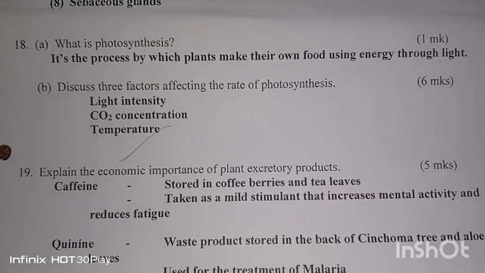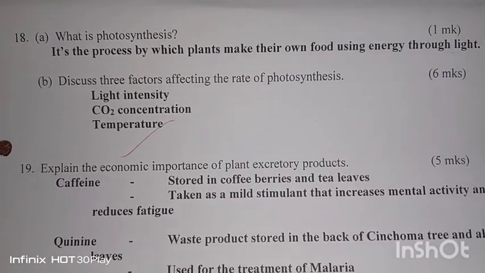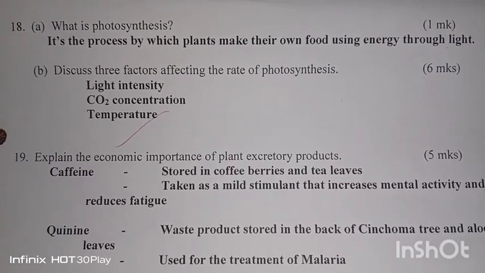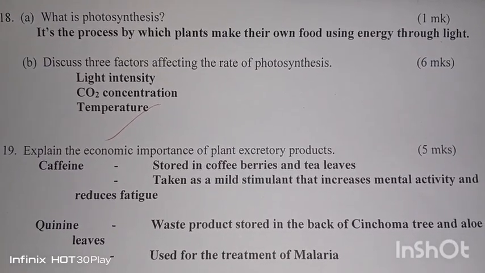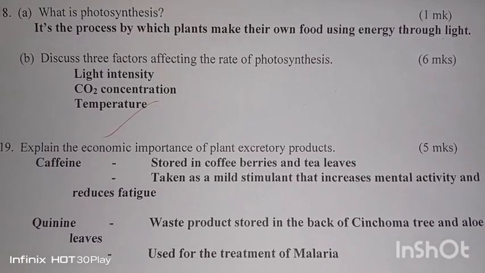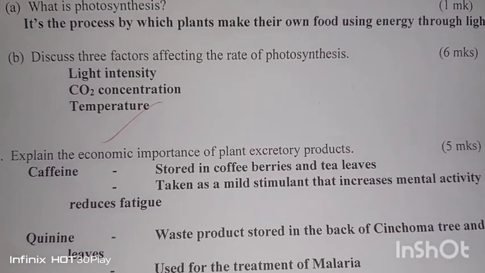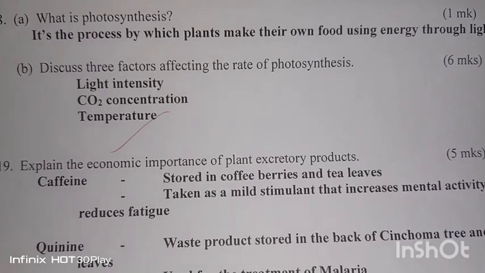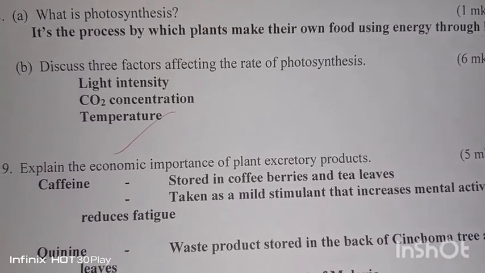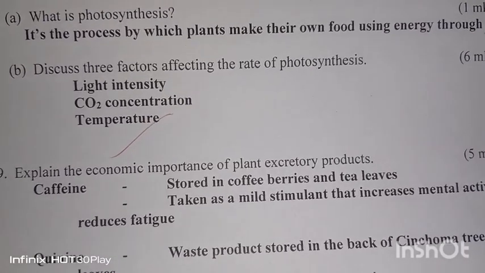Next question, you are asked, what is photosynthesis? We define photosynthesis as the process by which plants make their own food using simple inorganic substances, carbon dioxide and water, in presence of sunlight and chlorophyll.